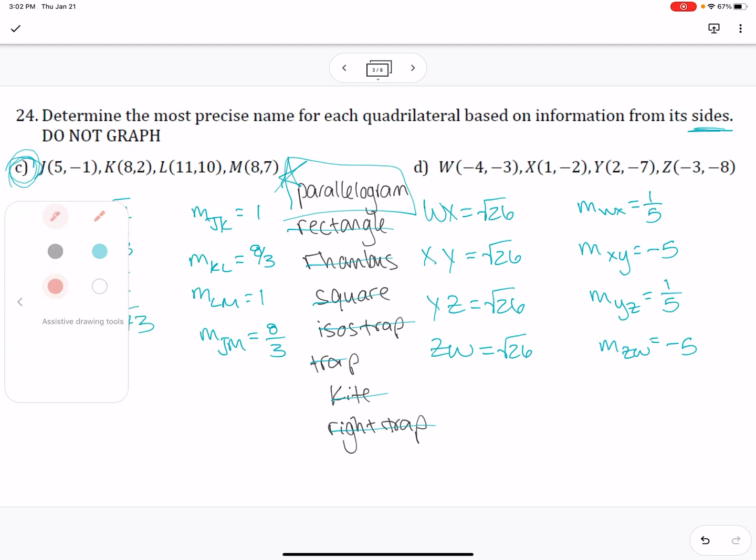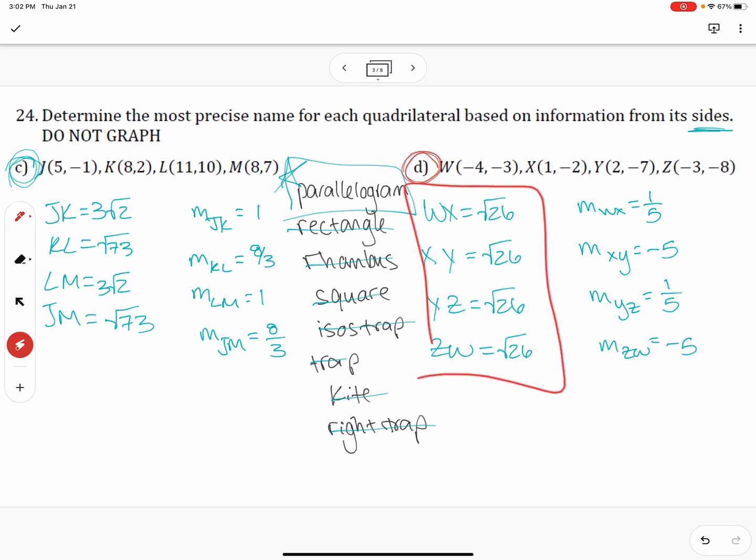Again, I will do D in red. So we noticed, looking at the sides, that they are all the same. So we can get rid of a lot of options here. All four sides are the same. It's not a parallelogram. It's not a rectangle. It's not an isosceles trap. It's not a trap. It's not a kite. It's not a right trap. It has to be either a rhombus or a square.